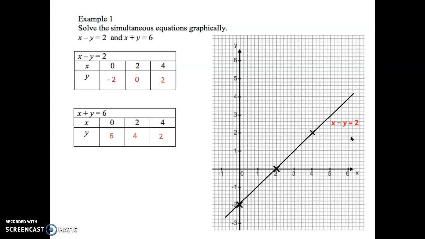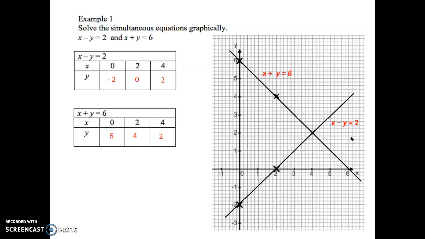Okay, next for x plus y equals to 6. Similarly, y would be equal to 6 minus x when we move x to the right. Hence, you'll arrive at these corresponding values for y. Now we'll have to plot the graph. Okay, once again, we plot the 3 coordinates first before we join it with a straight line.